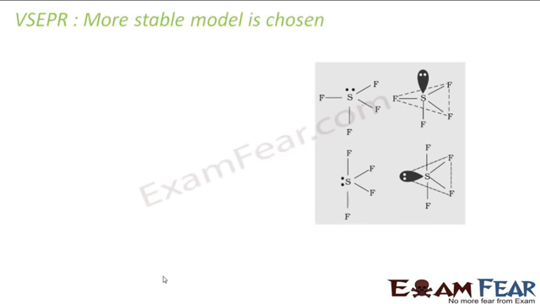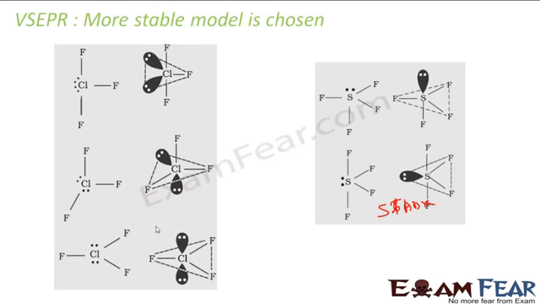Now there are scenarios where we have multiple shapes possible. VSEPR theory itself will give you multiple shapes. So in that case, the more stable model is chosen. So if you see in this case, I have SF4, but this is more stable. In this case, this is more stable.